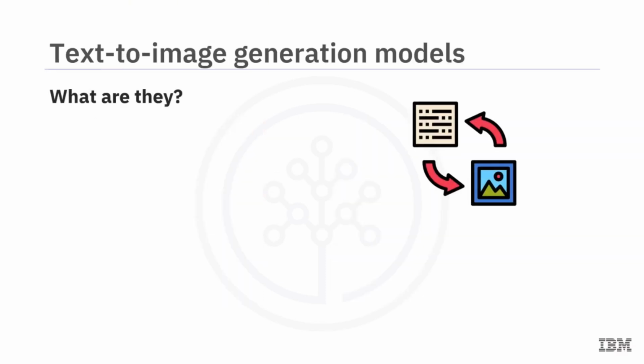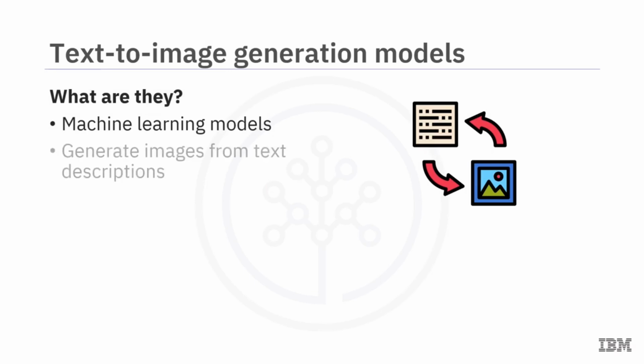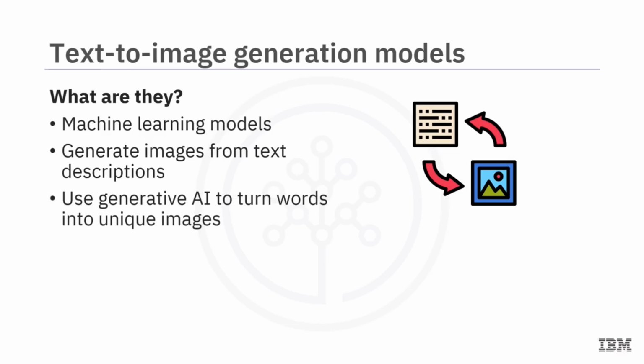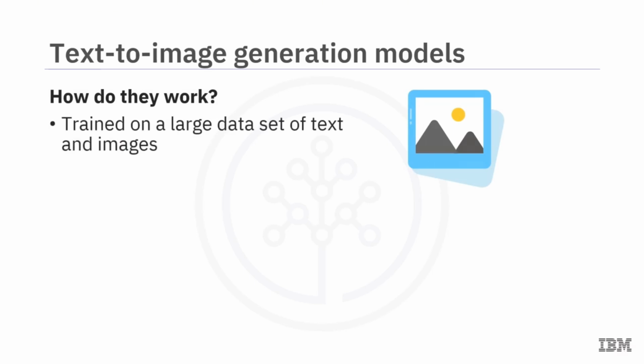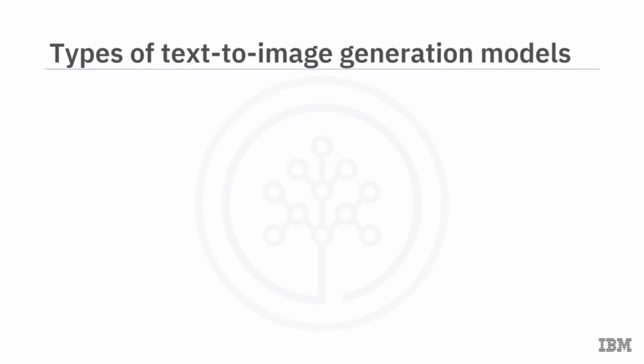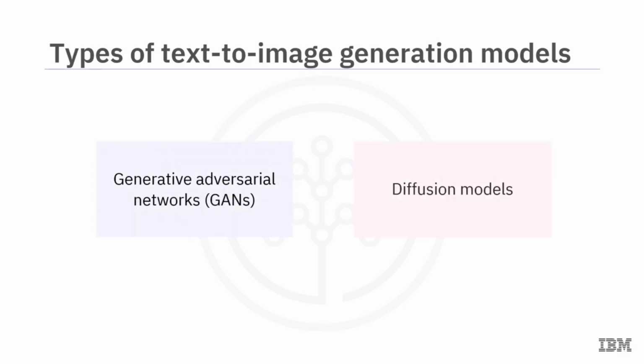Text-to-image generation models are a type of machine learning model. They are used to generate images from text descriptions. They use generative AI to make meaning out of your words and turn them into unique images. Text-to-image generation models are trained on a large dataset of text and images and can be used to generate various types of images. These can be realistic images, abstract images, or even images that do not exist in the real world. There are two types of text-to-image generation models: generative adversarial networks, also called GANs, and diffusion models. Let's look at each.